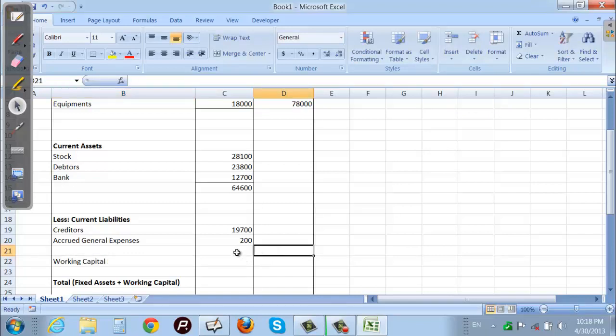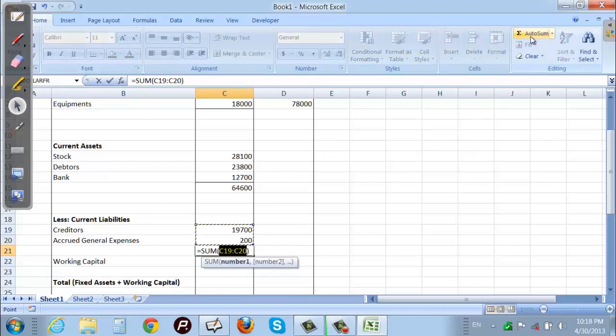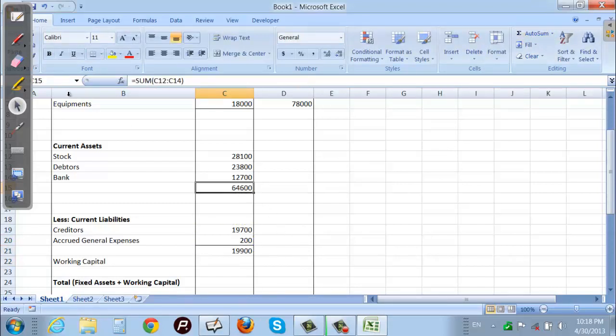What will be the working capital? The total of current liabilities is $19,900. Now from the total of current assets, that is 64,600, we will subtract the total of current liabilities. So we will get the working capital. Our total of current assets is $64,600 and total of current liabilities is $19,900, and the working capital will be current assets minus current liabilities, 44,700. So this is our working capital.